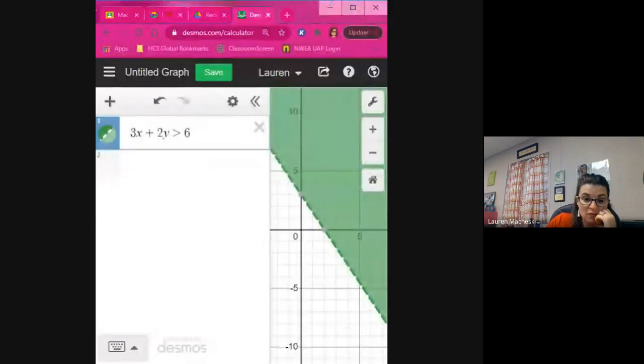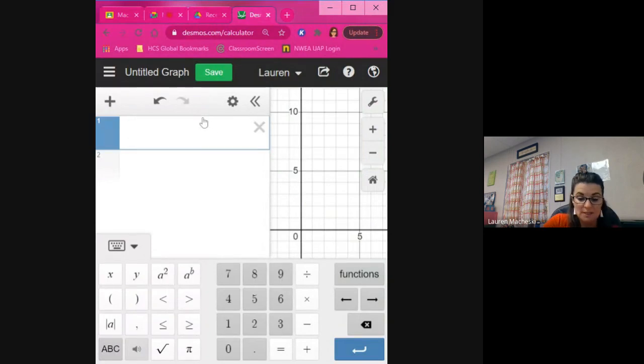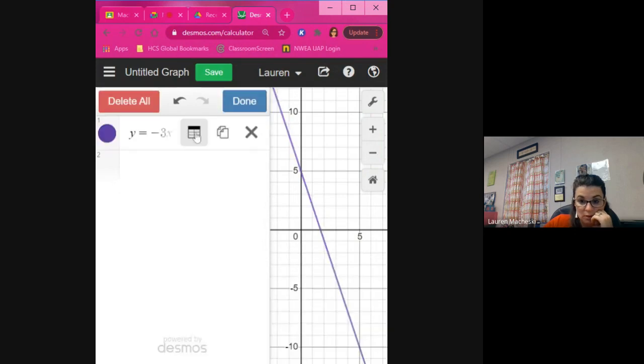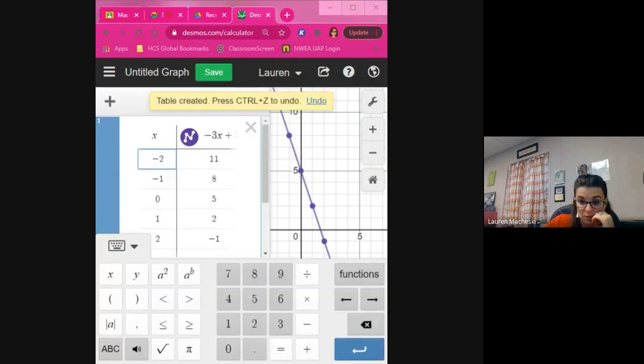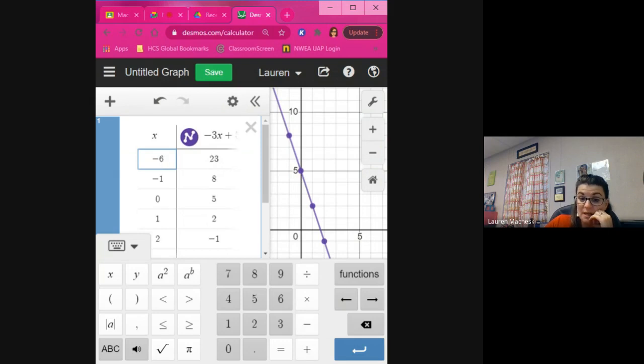All right, if I check myself in my calculator, remember I told you f of x is the same thing as just saying y equals. So if I go here and say y equals negative 3x plus 5, if I go to my little settings wheel, I want to know when x is negative 6. Well, when you go to your settings wheel, negative 6, when x is negative 6, y is 23. And that's exactly what I had here. So always, always check yourself.